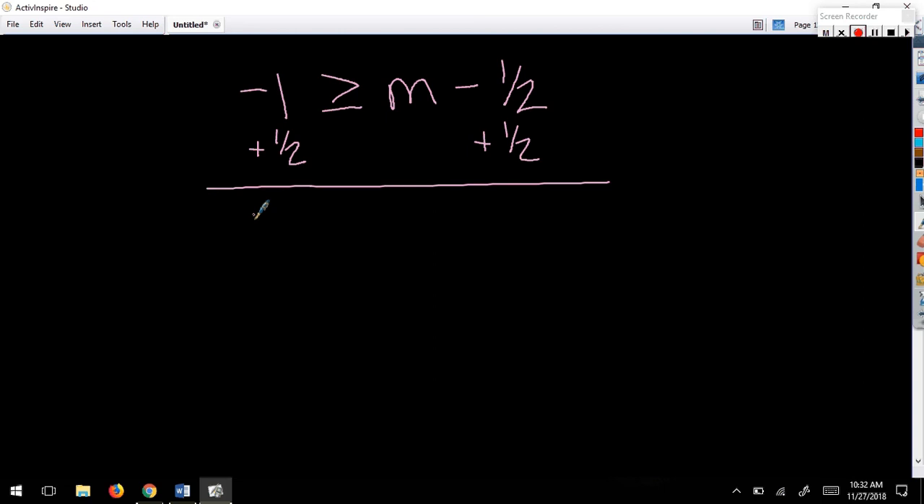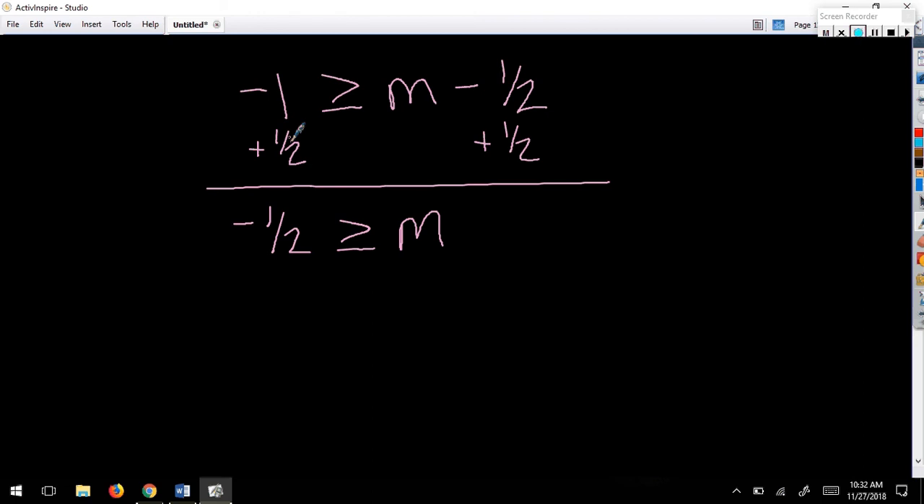Negative 1 plus 1/2. Negative 1 plus 1/2 is negative 1/2. Maybe change. Oh, I was right. Wait, why is it 1/2? Do it on your calculator. Negative 1 plus 1/2. Oh no, you want to go to the left.